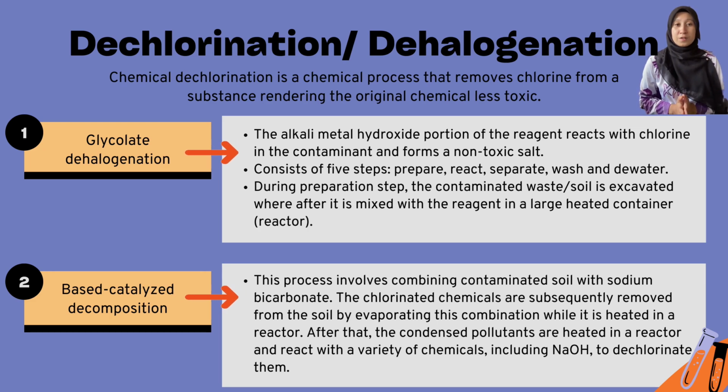This process involves combining contaminated soil with sodium bicarbonate. The chlorinated chemicals are subsequently removed from the soil by evaporating this combination while it is heated in a reactor. After that, the condensed pollutants are heated in a reactor and react with a variety of chemicals including sodium hydroxide to dechlorinate them.